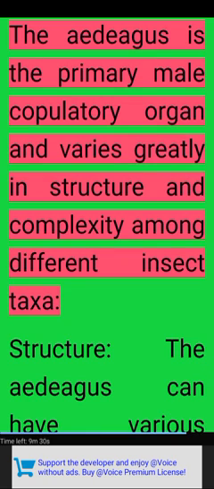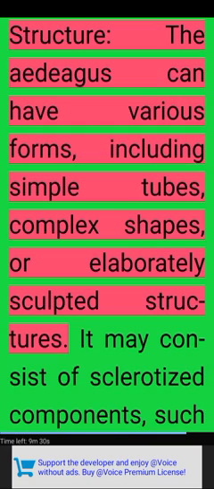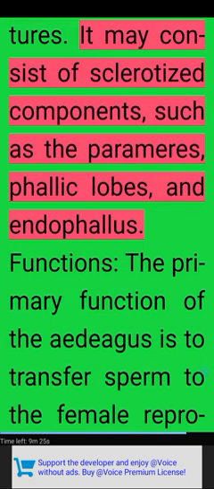1. Aedeagus. The aedeagus is the primary male copulatory organ and varies greatly in structure and complexity among different insect taxa. Structure. The aedeagus can have various forms, including simple tubes, complex shapes, or elaborately sculpted structures. It may consist of sclerotized components, such as the parameres, phallic lobes, and endophallus.